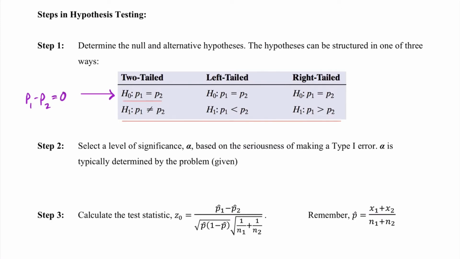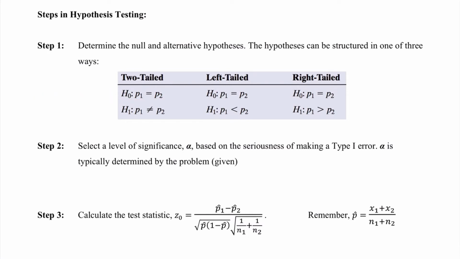If the null hypothesis is that P1 is equal to P2, we're saying that P1 is the same as P2. Well, simply another way to say that would be the difference between P1 and P2 is 0, because if there's no difference, then that means the 2 values must be the same, and sometimes we see it written this way, as opposed to setting the 2 proportions equal to each other.